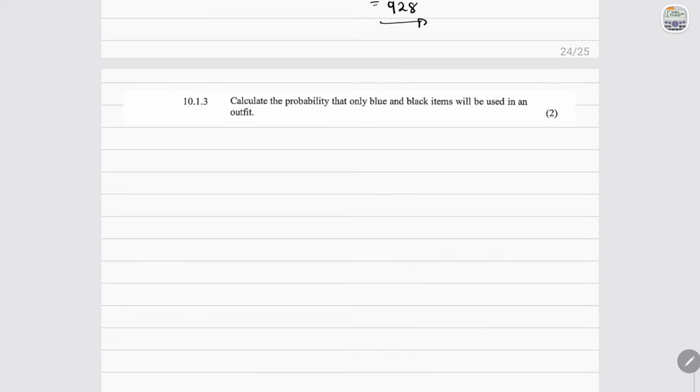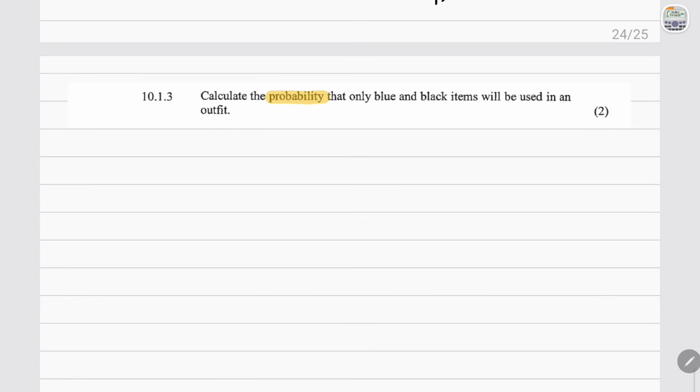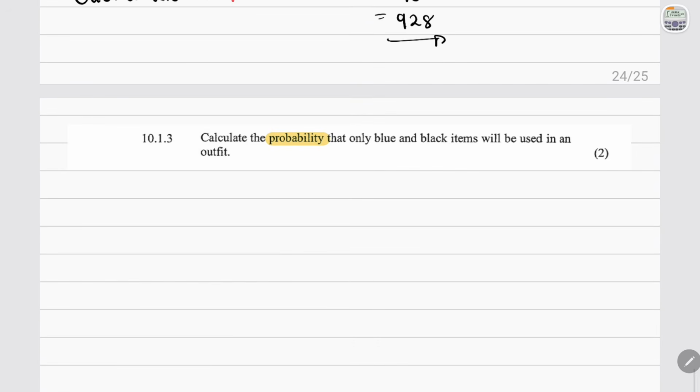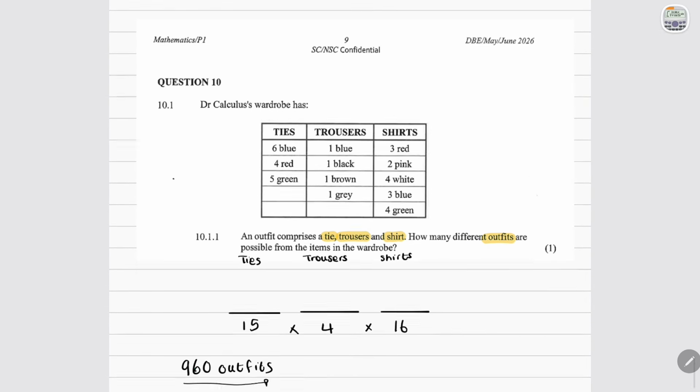Question 10.1.3 says, calculate the probability. So it's not just the number of outfits here. Remember with probability, you're going to put whatever you find over the total number of outfits he can create, which we know is a total of 960. So calculate the probability that only blue and black items will be used in an outfit. Now we're looking for outfits where he's only going to have blue and black. That's all we're allowed to pick.